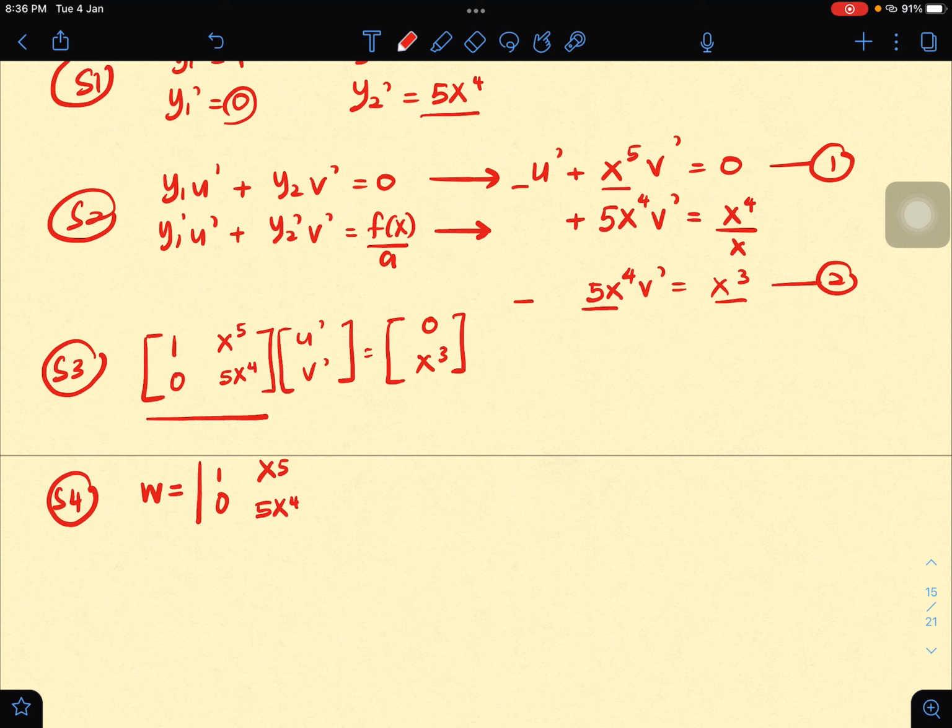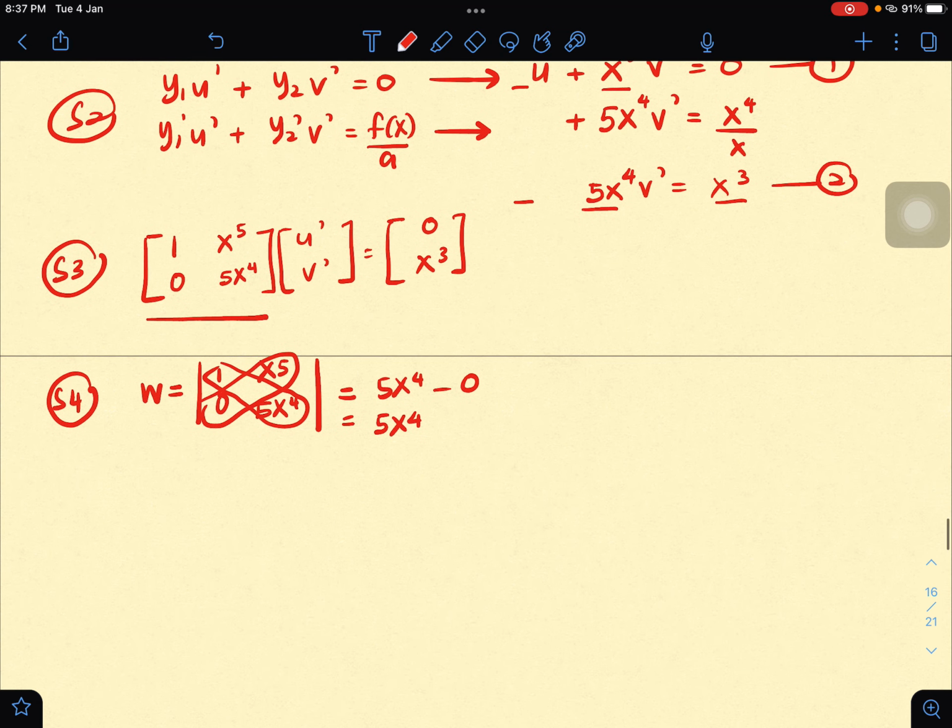Okay, so how to find the determinant value? You multiply this one. Okay, 5x to the power of 4 minus with, you multiply this one, 0. So you have your Wronskian value equal to 5x to the power of 4. Next, in step number 5, we need to find our u prime, where our u prime can be found by finding the determinant of u prime.